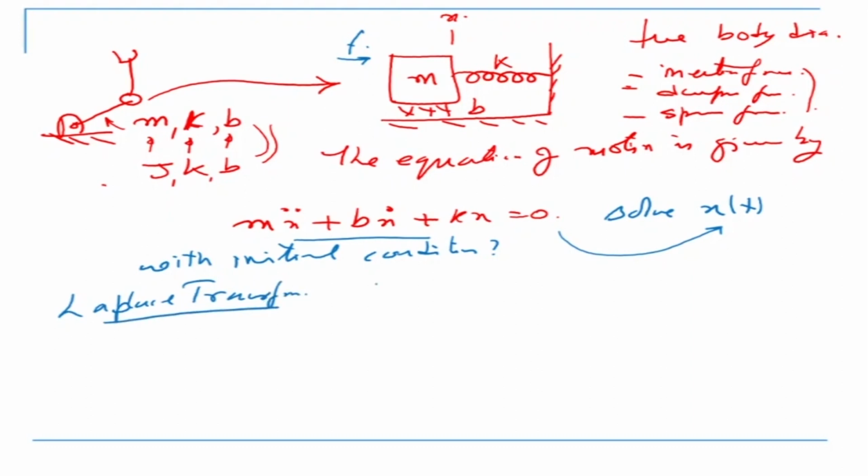So I can take the Laplace transform, and it becomes ms squared plus bs plus k is equal to 0. This is in the S domain, and this is called the characteristic equation. Now why is this called the characteristic equation? Let me just explain it here.